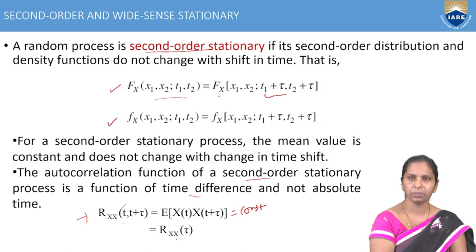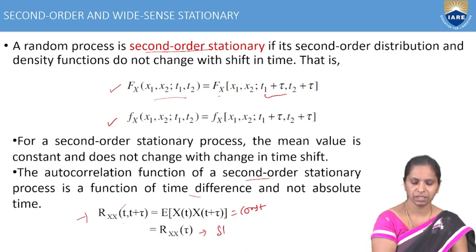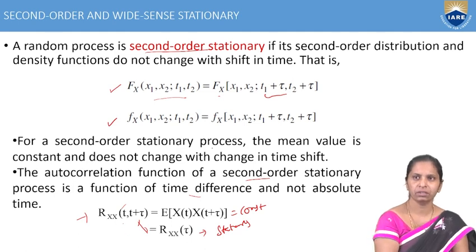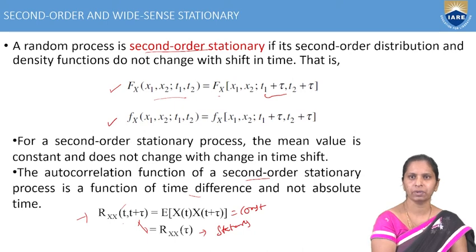For a second order stationary random process, if you observe this, it is depending only upon the constant tau. It is not depending upon the time. Therefore, with the second order stationary random process, the autocorrelation function is not depending upon the time. You get a constant value.